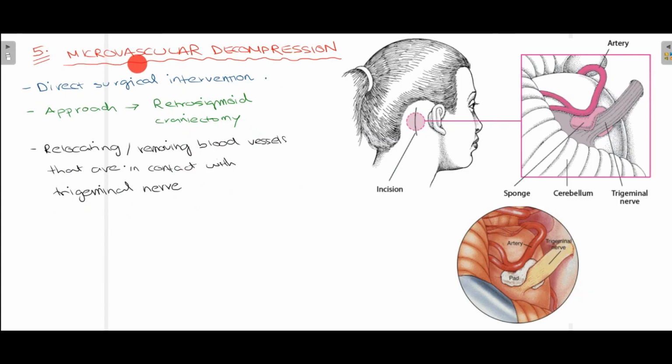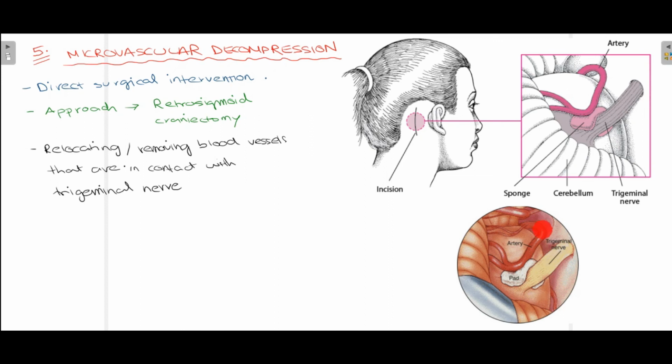Next, we have microvascular decompression. Now, this is an invasive procedure, and it is a direct surgical intervention. How do we perform this surgery? A retrosigmoid craniectomy is performed, as you can see in this diagram. An incision is made right over here, and the important goal of performing microvascular decompression is that at times some vessel is compressing the trigeminal nerve area.